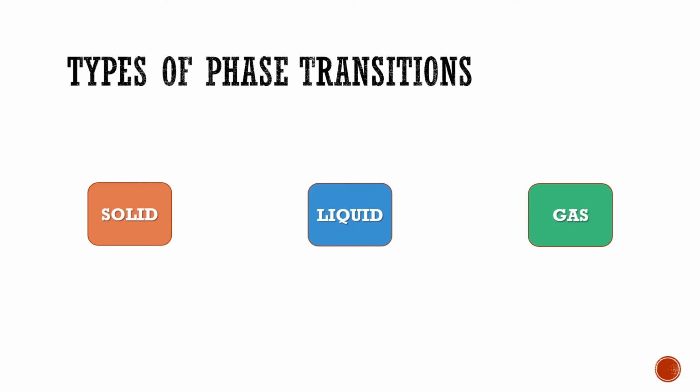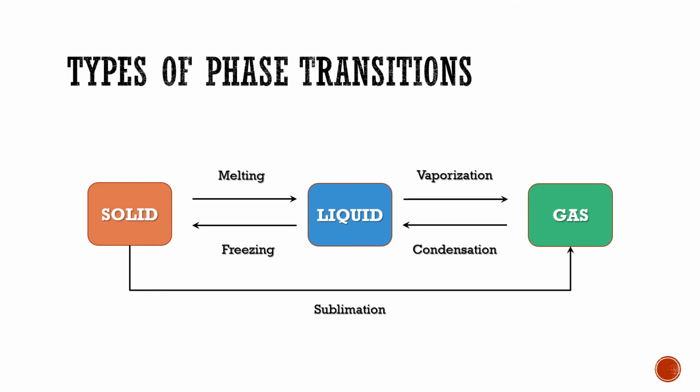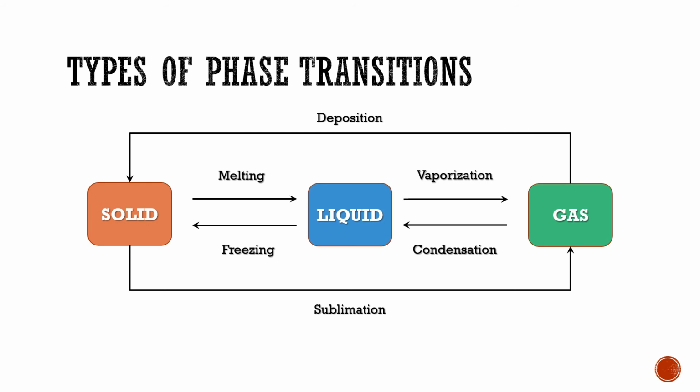The solid to liquid phase transition is melting, and the reverse transition from liquid to solid is freezing. Beginning with the liquid phase, the transition to the gas phase is vaporization, and the reverse transition from the gas phase to the liquid phase is condensation. When a solid transitions directly to the gas phase without melting first, the phase transition is sublimation. The reverse of sublimation, the transition of the gas phase directly to the solid phase without condensing, is called deposition.